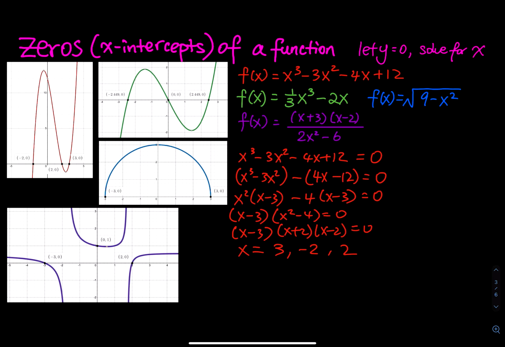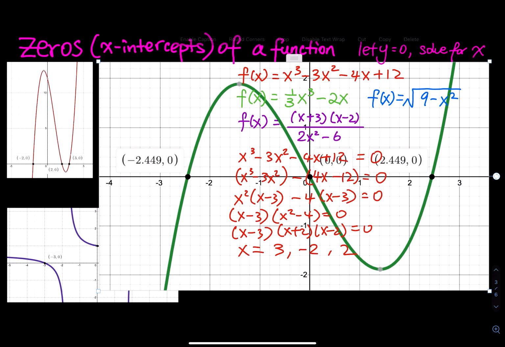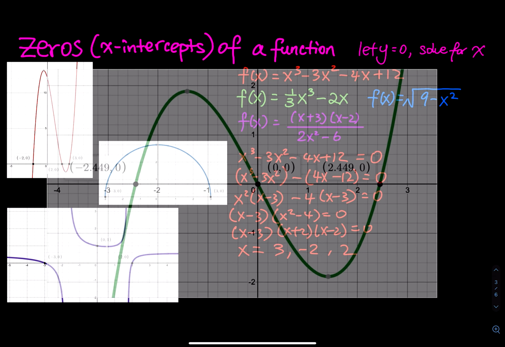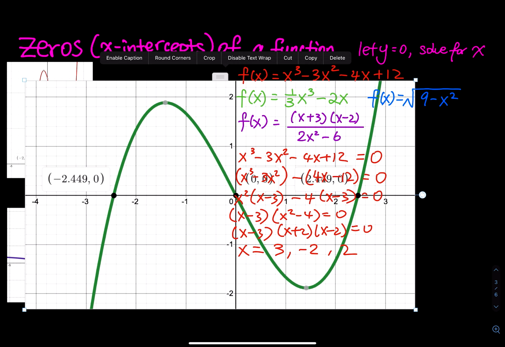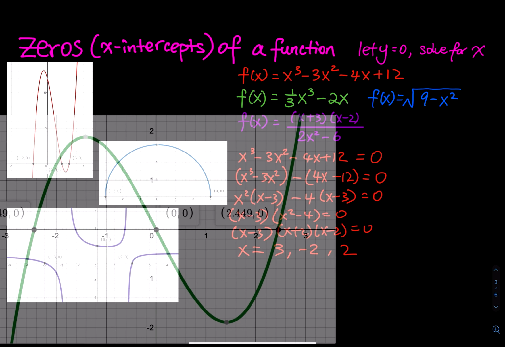And then the next problem, let's do the green problem, shall we? So the green function, let me change to green first. The green function is f of x equals 1/3 x to the third minus 2x. And the green graph, what do you have right here? Can you see that? Okay, let's move it like that. I think you can pretty much see it. So you have one on the left that is negative 2.449 comma 0, and then one positive on the right. You also have, let's see, 0 comma 0, right?